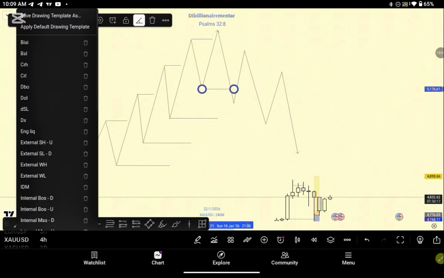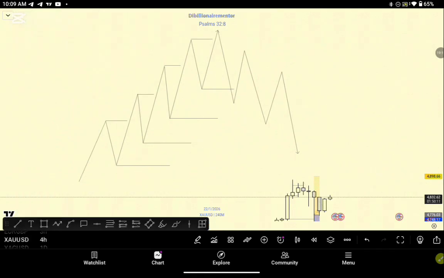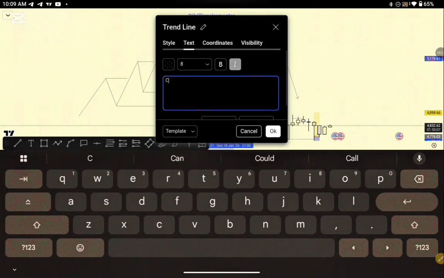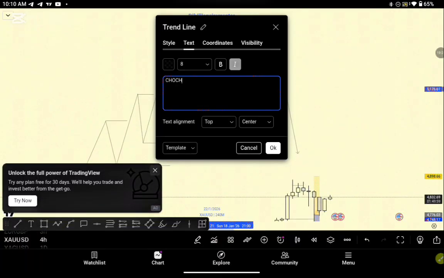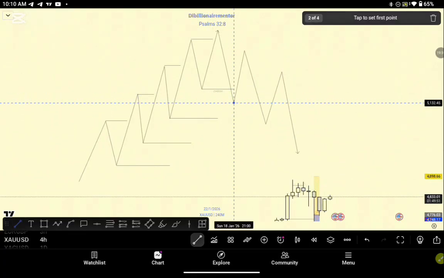Let me see, do I have a change of character here? I have to write it. You could actually use MSS or any other label, but it doesn't change anything. So yeah, that's my change of character. Now you don't want to be writing change of character here again.